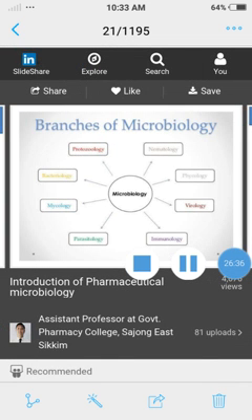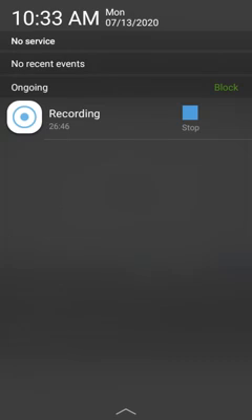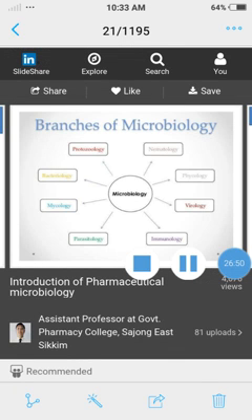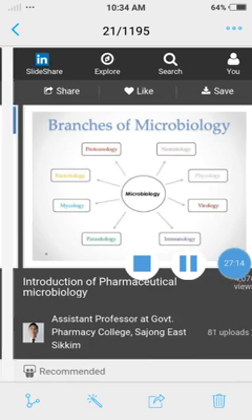Then there are a few branches of microbiology. First branch, protozoology, bacteriology, mycology, parasitology, immunology, virology, phycology and nematology. I am repeating the branches of microbiology: protozoology, bacteriology, mycology, parasitology, immunology, virology, phycology and nematology.